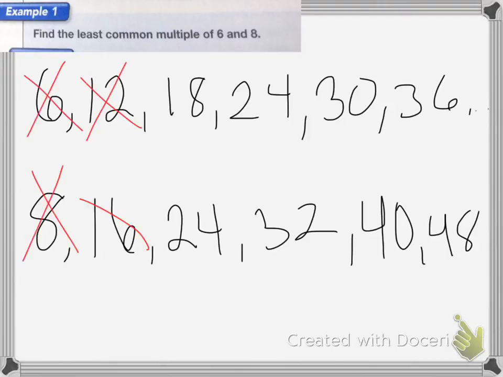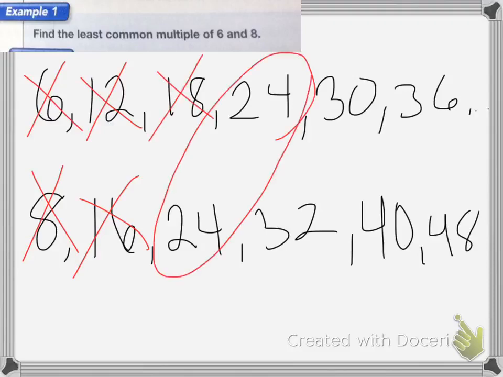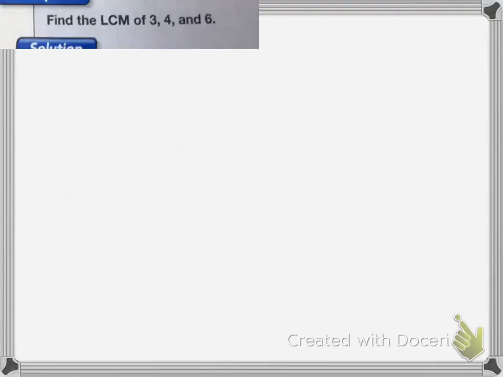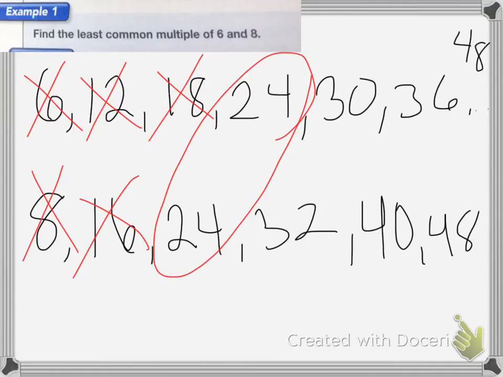8 doesn't go into 12. Nope. So the answer is 24. 24 is the first number both 6 and 8 go into. Now if I continued with 6, 6 also goes into 48. But the smallest, least common multiple is 24.